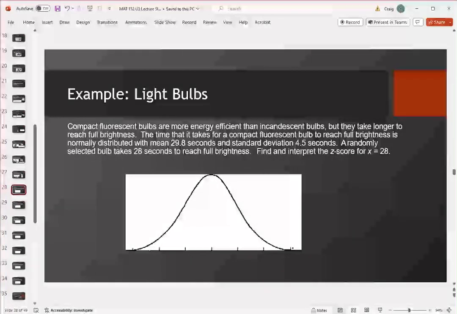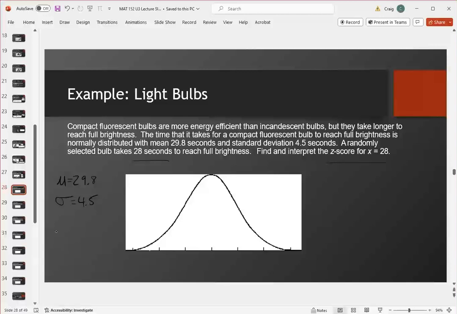So now let's look at some more examples that are related to more real life examples. Fluorescent bulbs are more energy efficient, but they take longer to reach full brightness. The time it takes for a compact fluorescent bulb to reach brightness is normally distributed with a mean of 29.8 seconds and a standard deviation of 4.5 seconds. We randomly select a bulb and it takes 28 seconds to reach full brightness. Let's find the z-score for x equals 28.